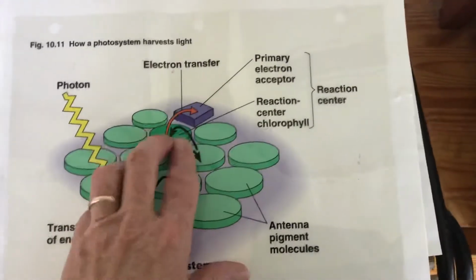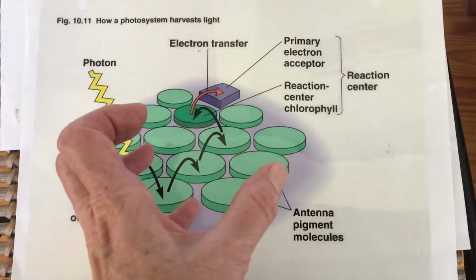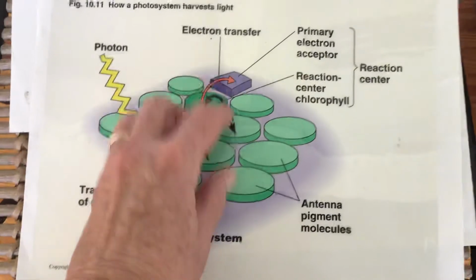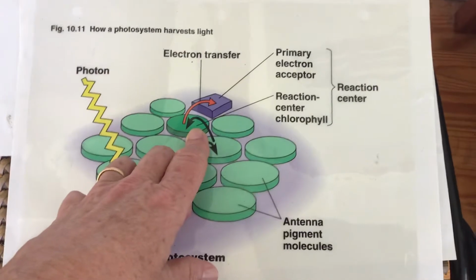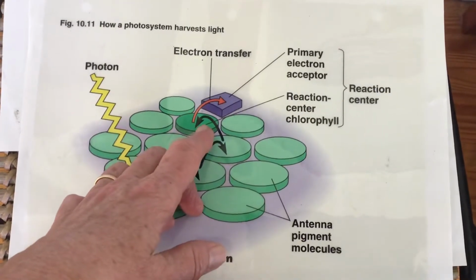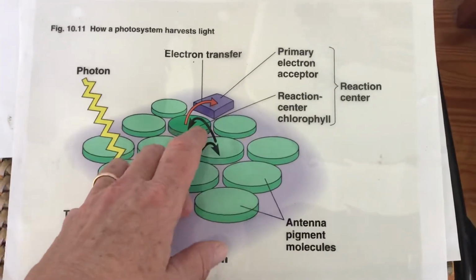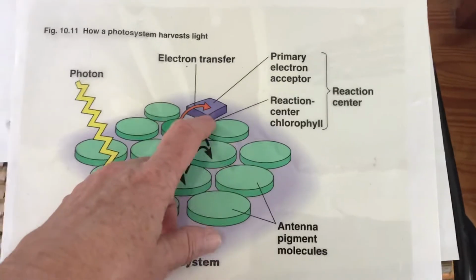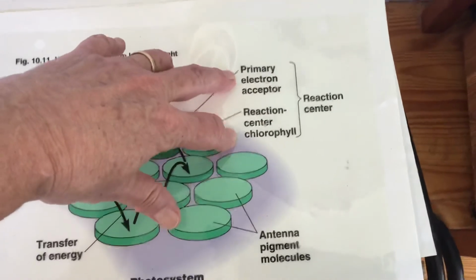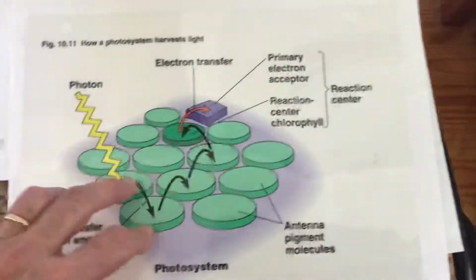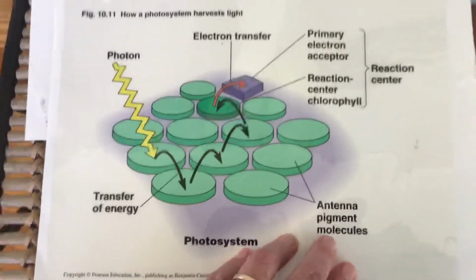The reaction center chlorophyll is where all of the energy from all of the molecules that are collecting light energy is funneled. That reaction center chlorophyll is the one that is going to give off its electron. That is, the electron is going to be excited to a higher energy state, and it will be collected by the primary electron acceptor. This part, the electron acceptor and the reaction center chlorophyll, are both called the reaction center.